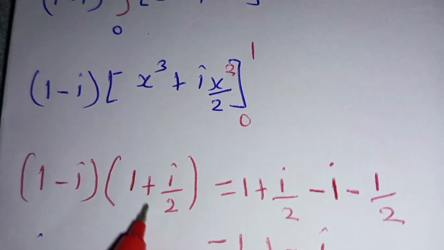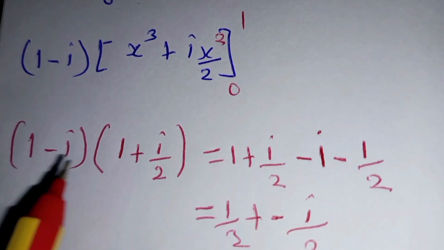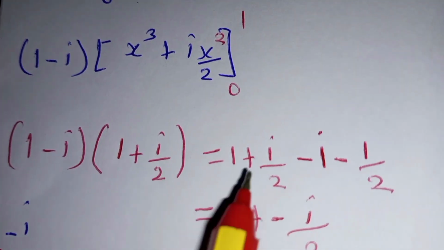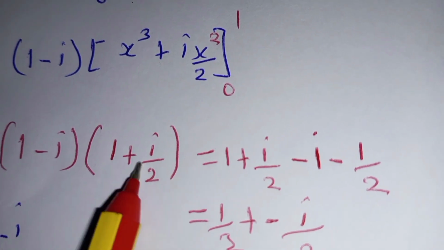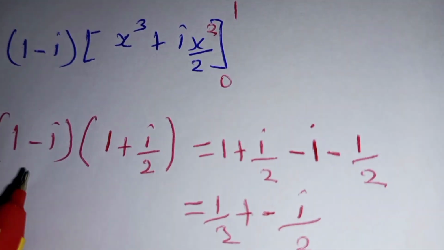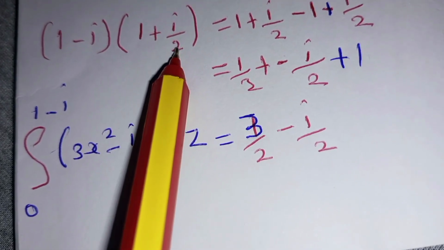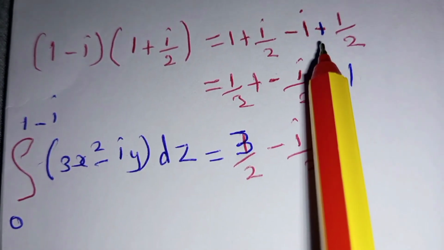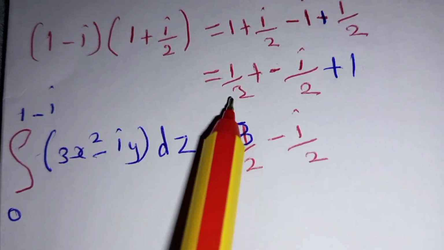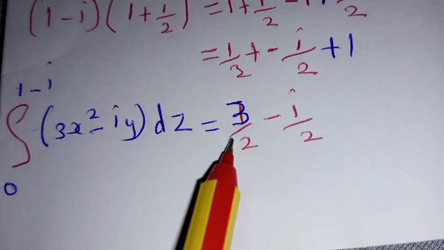So 1 times i is i. Then we remove the bracket: 1 times 1 is 1, and 1 times i over 2 is i over 2. Negative i times 1 will give us negative i, and negative i times i will give us negative i squared. Negative i squared is positive, so negative and negative cancel, and we have plus 1. So here we have a half plus 1, which gives us 3 over 2.